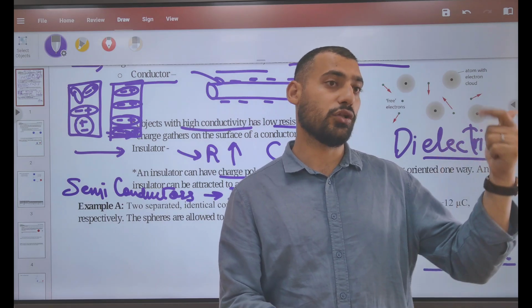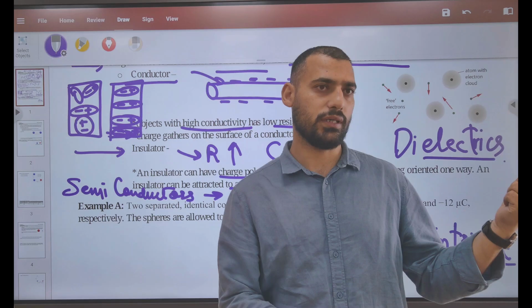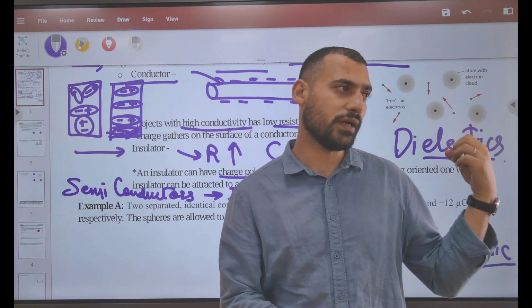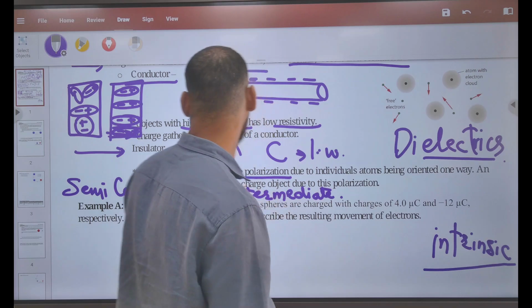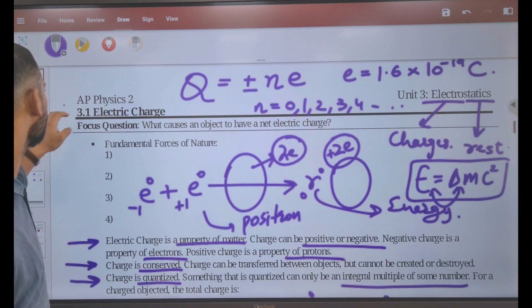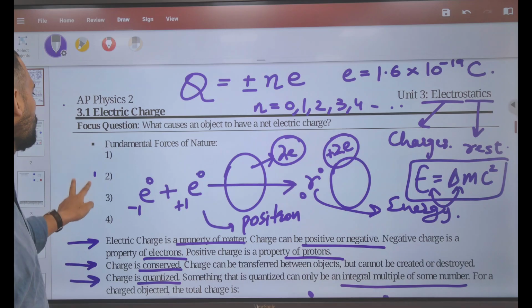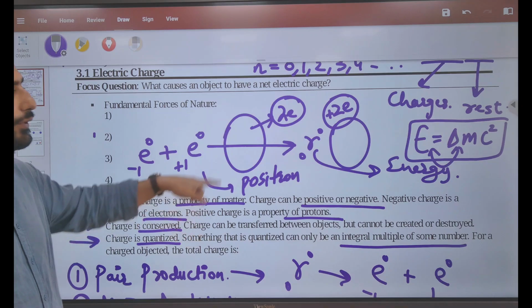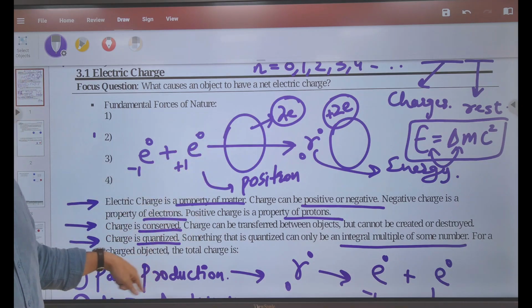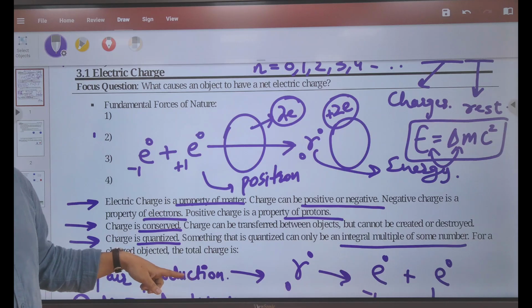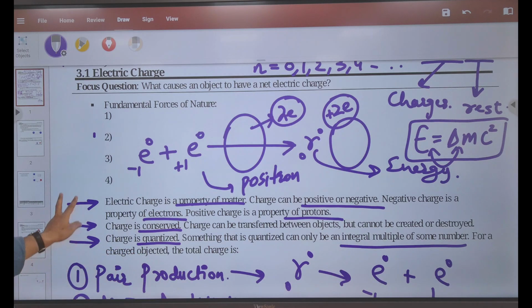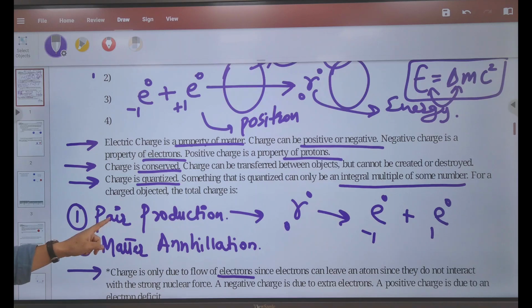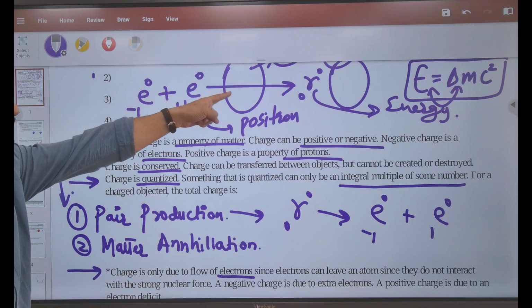Charge is quantized, law of conservation of charge. Okay, exceptions as well. Is that fine? Okay. Now, after this, we talk about some fundamental forces of nature. You copied everything? You copied this concept of pair production and matter annihilation? Yes? Copy this. These are the exceptions to law of conservation of charge. And the concept is there.